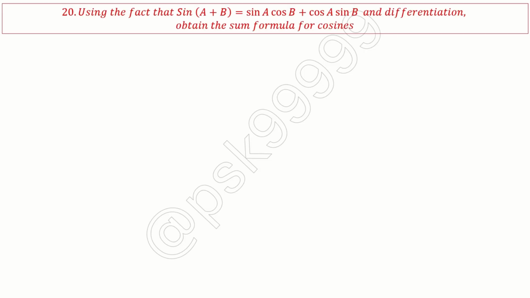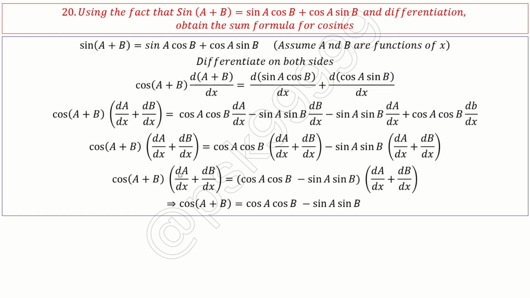Okay, next. Okay, using the fact that sin a plus b and differentiation, obtain the sum formula for cosines. Okay, so let's do it. Sin of a plus b is nothing but sin a cos b plus cos a sin b. Assume a and b are functions of x. Okay, now differentiate both sides. So this will become cos a plus b into differentiation of a plus b by dx. This will become differentiation of sin a cos b with respect to x, and next one.